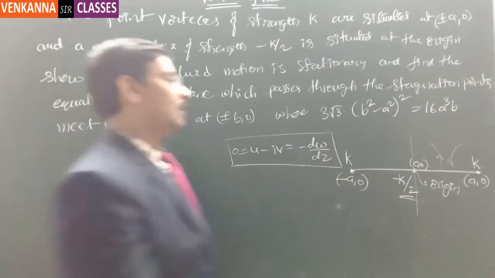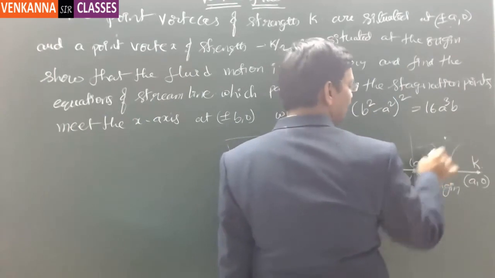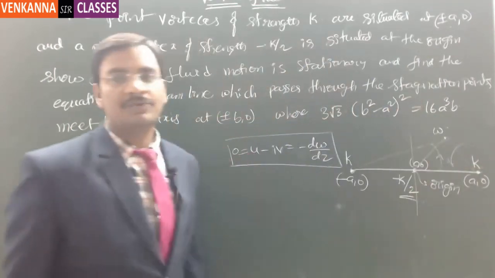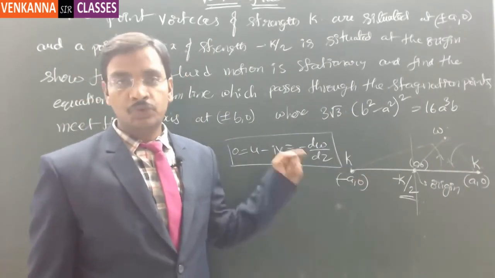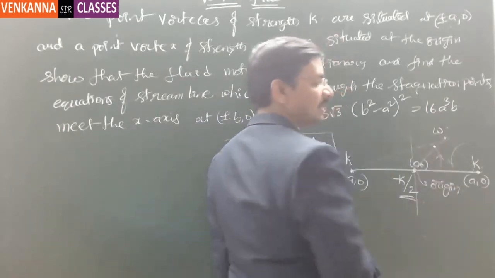For that we will have to find the W value at any random location, which is nothing but the effect of all the vortices together at this particular point. Here we have to find the complex potential, for which the derivative has to vanish, to find the stagnation point.